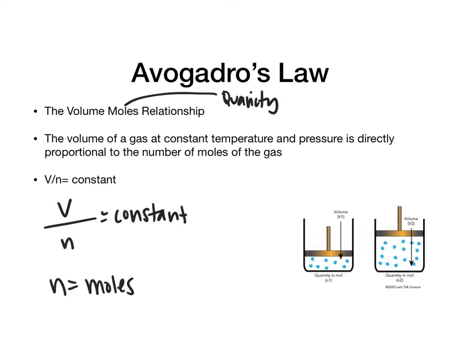So if you increase the quantity in moles under the same pressure and temperature, then it is going to be twice as much volume. Now keep in mind, the V over n equals a constant works as long as the temperature and the pressure are not changing. If those are changing, this does not work quite as well.